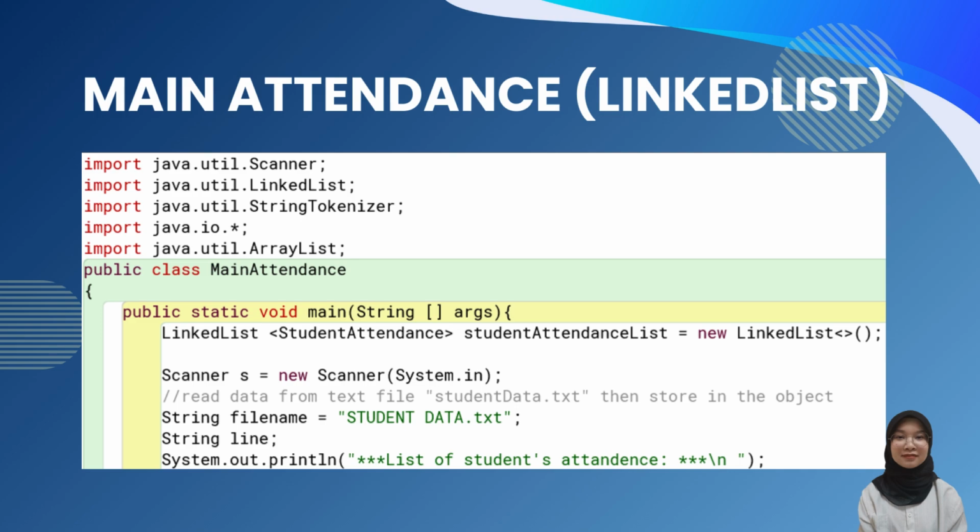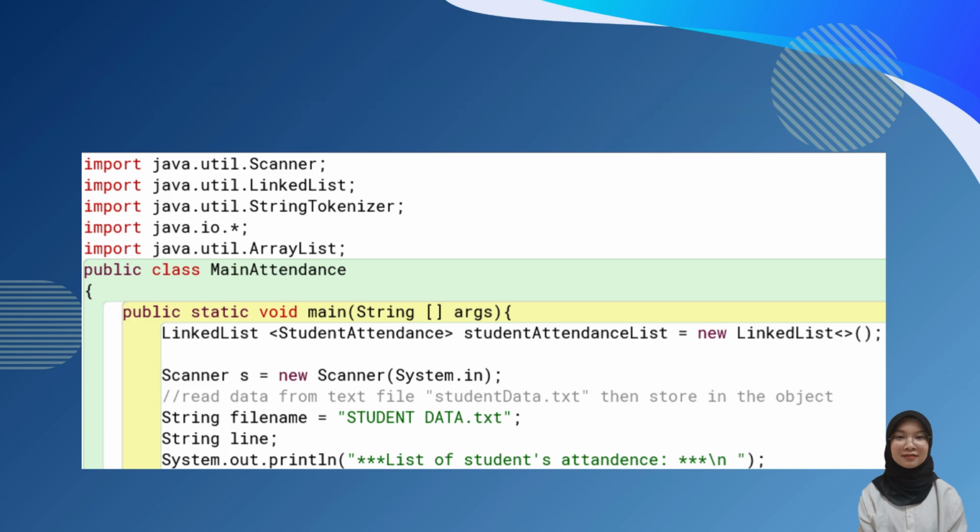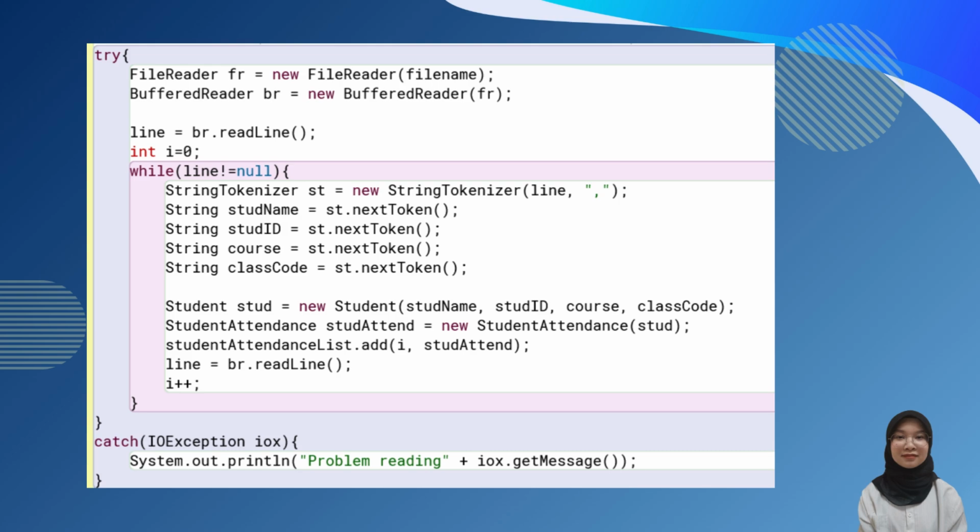And then the program will begin by reading the student data from the text file, which we name studentdata.txt. This file contains the student data, which are their name, student ID, course, and also class code. We use file reader and buffer reader to read from the file, and then we also use string tokenizer to break the strings in the file data into tokens based on a specific separator, which in this case is a comma. And then we also create a student object and store the information into a student attendance object, and then add them in the student attendance list.